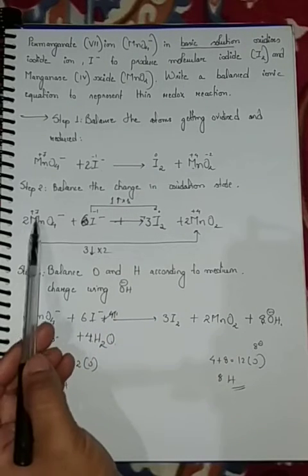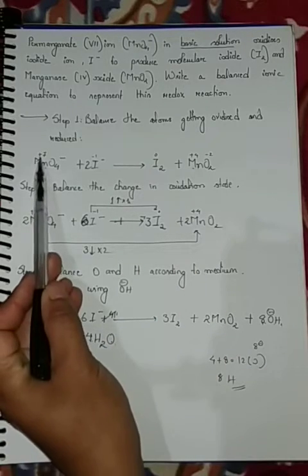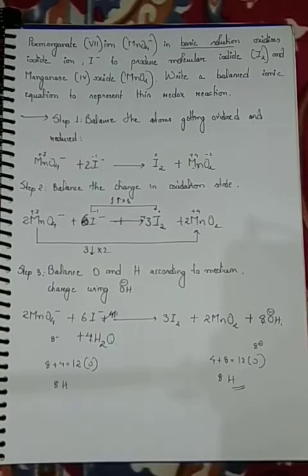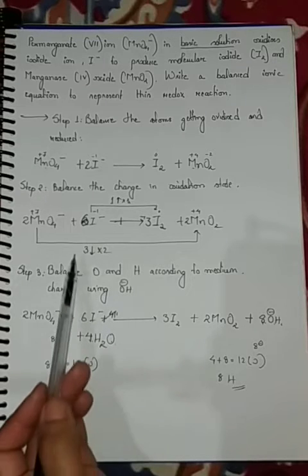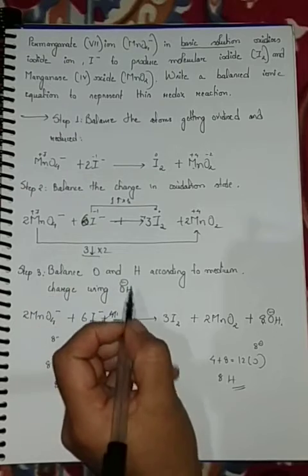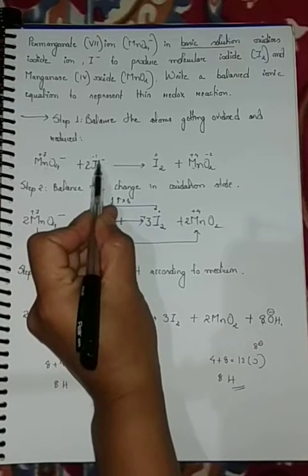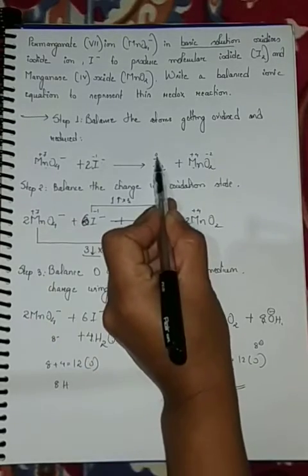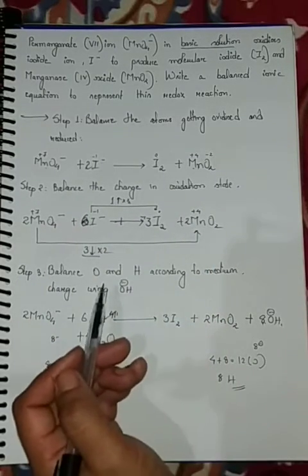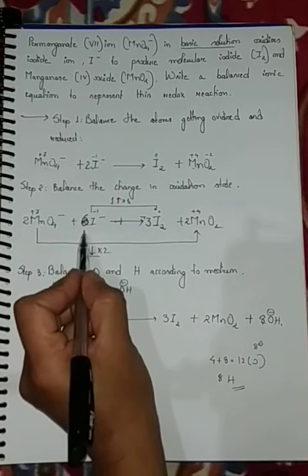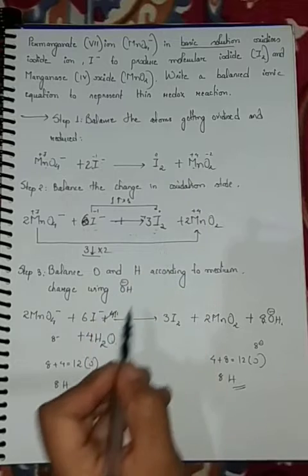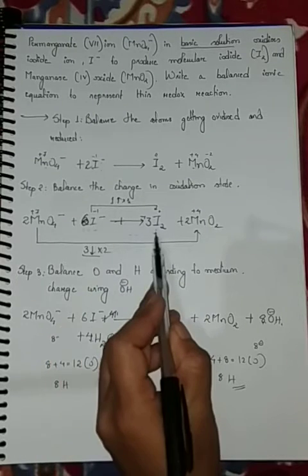Now step number 2, balance the change in the oxidation state. Manganese is going from plus 7 to plus 4 oxidation state. That means it is getting reduced by 3 units. And iodine, for each I minus ion, is going from minus 1 to 0. We had I2 going to, for 2 I minus, from minus 1 to 0.